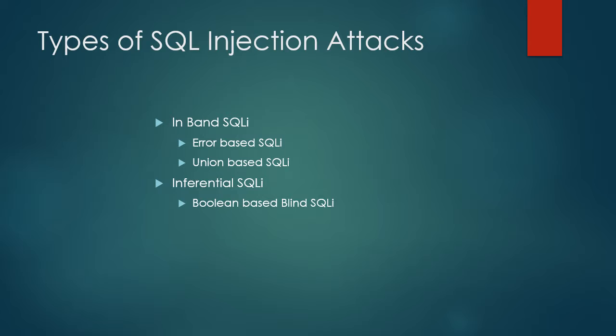Another type of inferential SQL injection attack is called time-based blind SQL injection attack. Here, the attacker sends a query which makes the database wait for a period of time before responding, allowing the attacker to infer if the response was true or false based on response time. The third kind is called out-of-band SQL injection attack. This is when an attacker is unable to use the same channel for attack and information gathering.